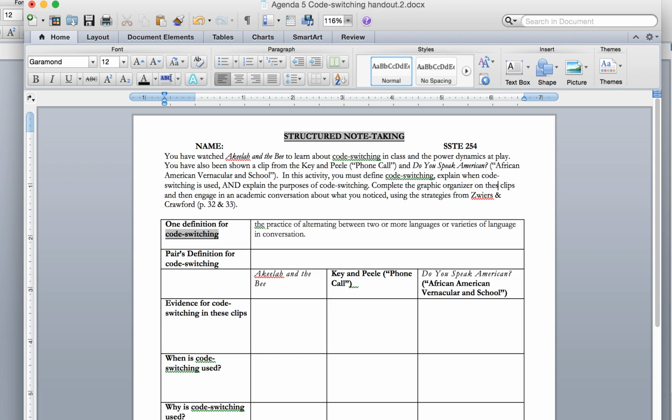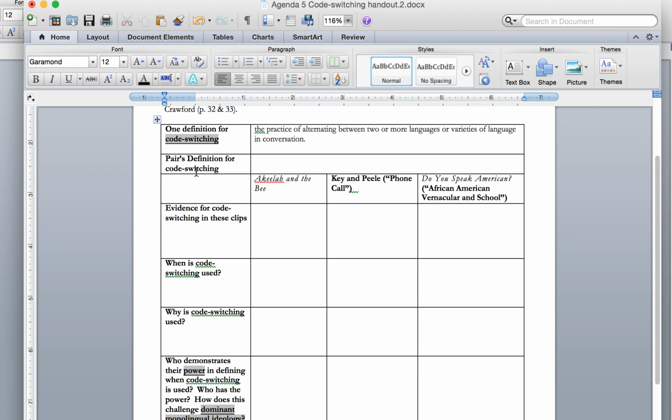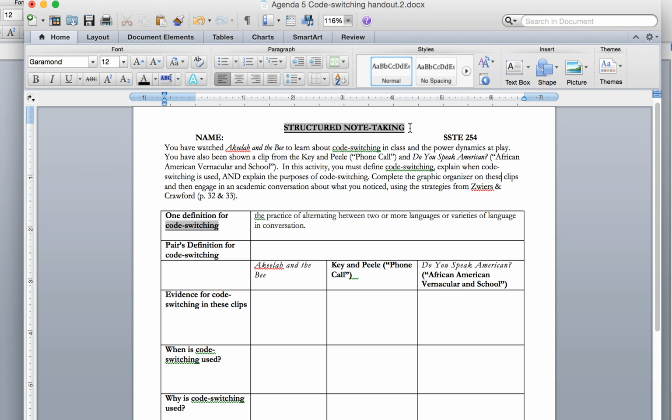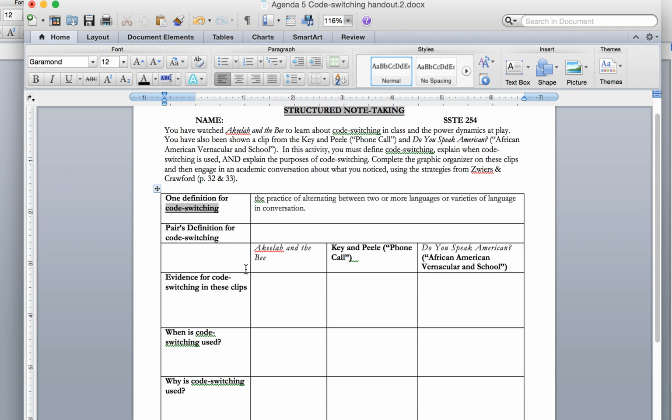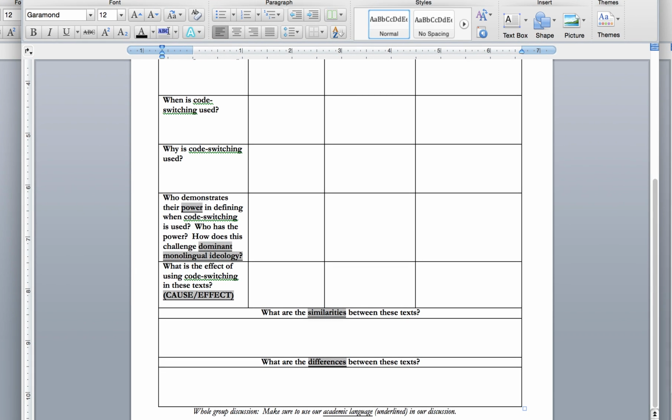Change that right now. And then engage in an academic conversation about what you noticed using the strategies from Spires and Crawford. And I give you the page numbers to find that. So as you can see, our academic language is underlined and highlighted all the way through. And then, I'm going to move this up so I can get the bottom.